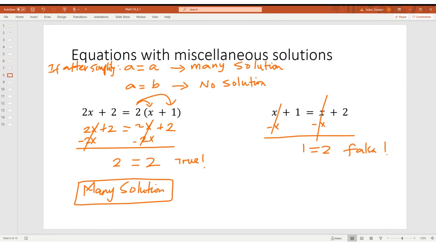So if you have a false statement, you have no solution. Any number you have, any x value you have, it is always a false statement. No solution. So it cannot be satisfied by any real number. So this equation cannot be satisfied by any real number.